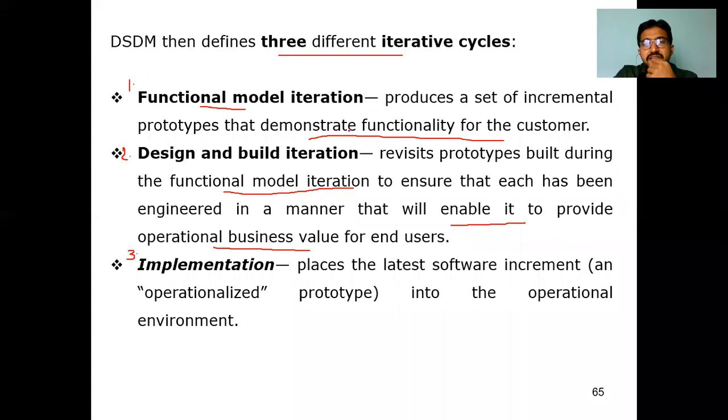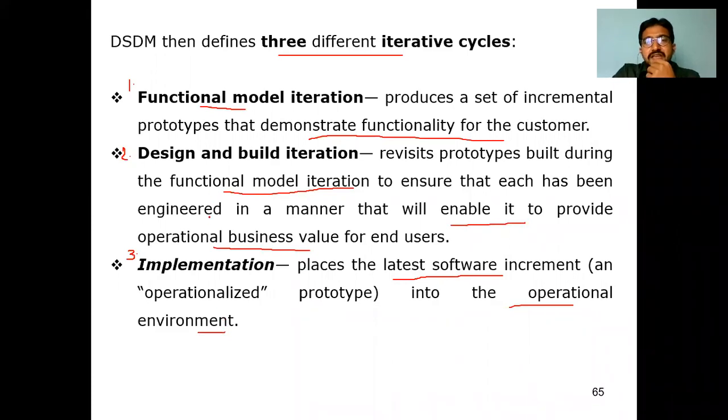So the first iteration demonstrates the functionality to the customer. In the second iteration, whatever we signed off in the first iteration has to be enabled in such a way that it converts all the functional model iteration things into operational business values. The third one, with the latest technologies, each iteration releases a software increment. This increment has to be converted into an operational environment. That is how we implement it.